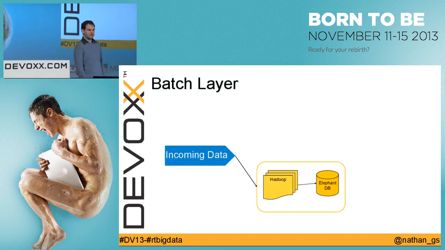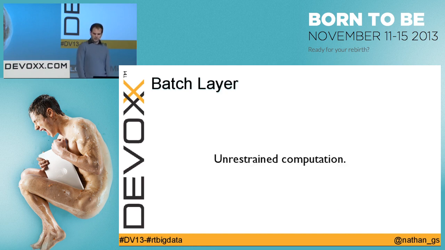So just for reference, we have our incoming data, and we're now going to talk about our batch layer. Some essential properties of the batch layer are unrestrained computation. In your batch layer, you can calculate anything, but it might take a long time. And there's no need to denormalize your data. You can store everything normalized. Of course, the views you're going to generate are often, if not always, not denormalized.